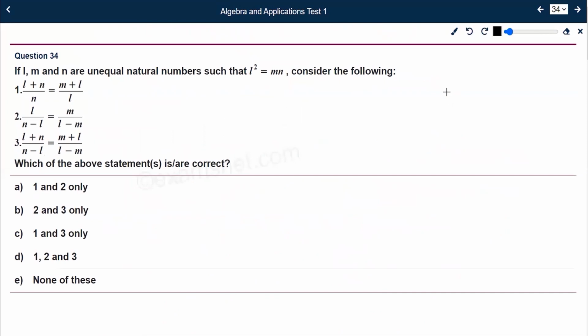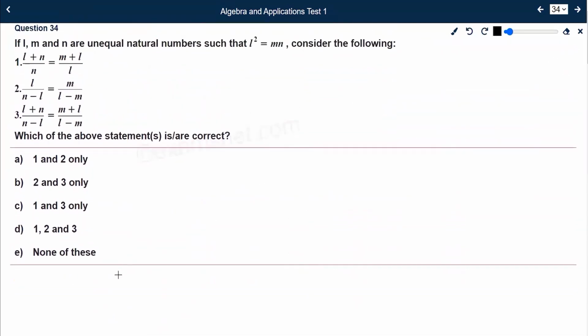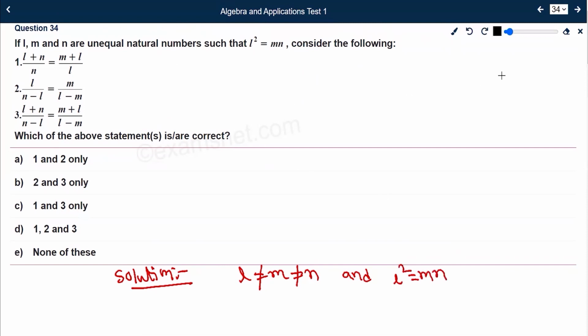Now question number 34. If l, m, and n are unequal natural numbers such that l square equals mn, consider the following. Okay, so here we are given three statements on the basis of this given equation that l, m, n all are unequal natural numbers, correct? That means we can write l not equal to m not equal to n. And also we are given l square equals mn. Now let's check one by one.